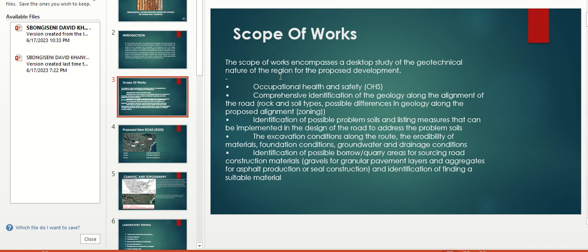For scope of works, it includes a desktop study of a geotechnical nature of the region for a proposed development, occupational health and safety, identification of possible problem soils, and listing measures that can be implemented in the design of the road to address the problem soils.